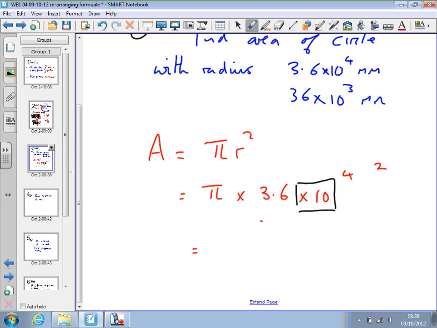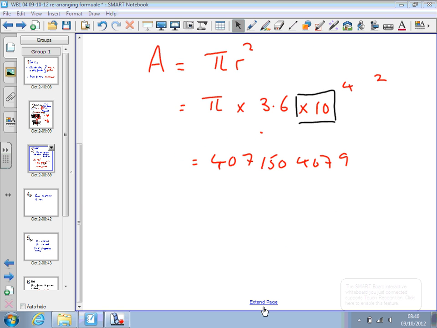which is, anybody? 407... 4079. Is there a decimal point in there anywhere? Right, okay. Does anyone agree with that, by the way, because I've not got a calculator here, so yeah, right, so that looks right.